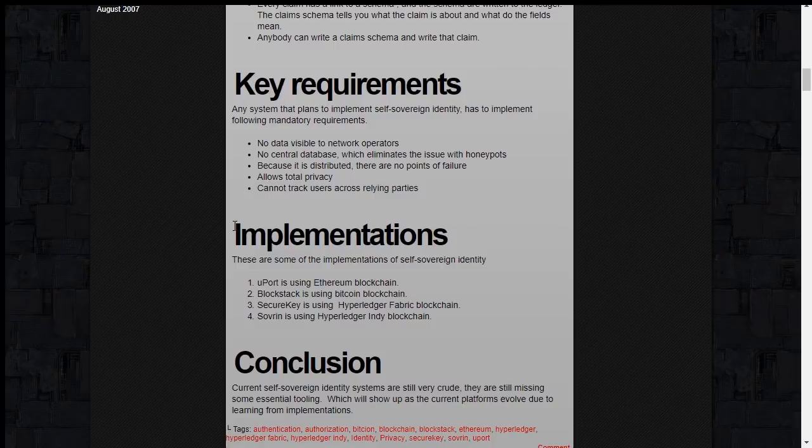There are some implementations right now that are implementing self-sovereign identity. Uport is using the Ethereum blockchain. Blockstack is using the Bitcoin blockchain. SecureKey is using the Hyperledger Fabric blockchain. Sovrin is using the Hyperledger Indy blockchain.